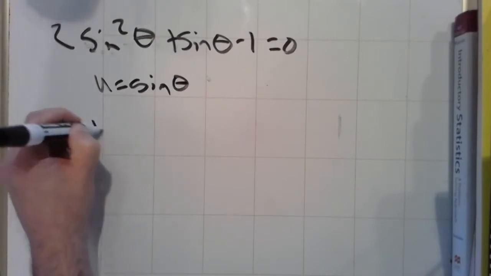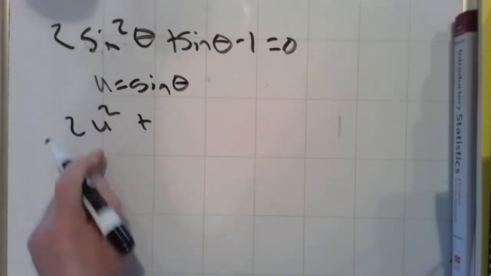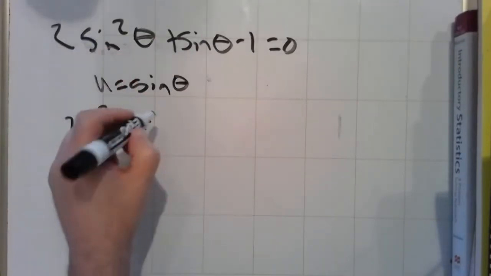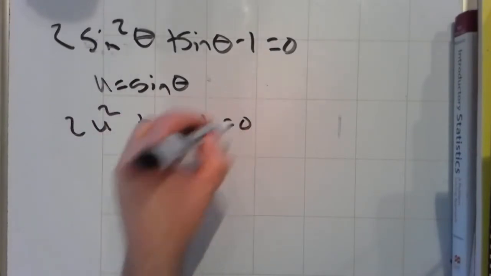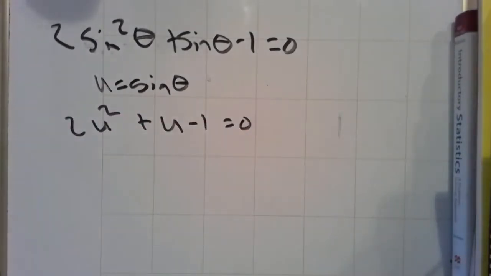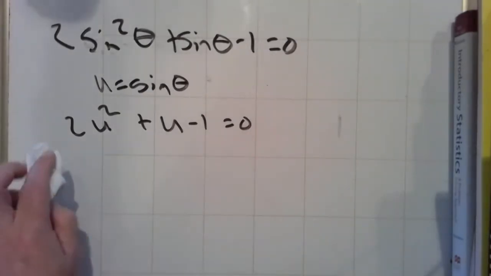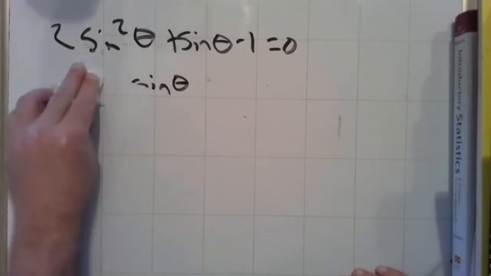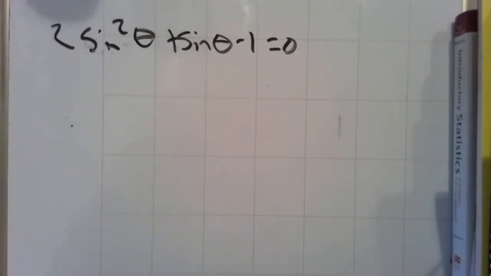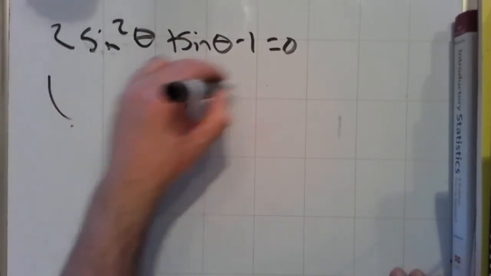And then I could rewrite this as 2u squared, because that's u squared, plus u minus 1. So that's one way to approach this. And if you watch a bunch of videos on YouTube, you'll see people doing it that way. I think at this point, though, you should be good enough at factoring that we can just factor this the way it lives.